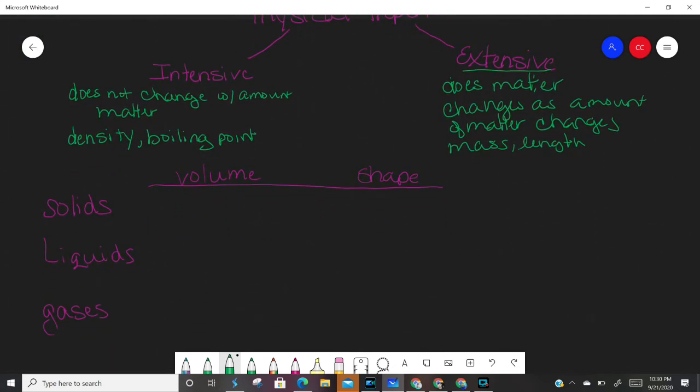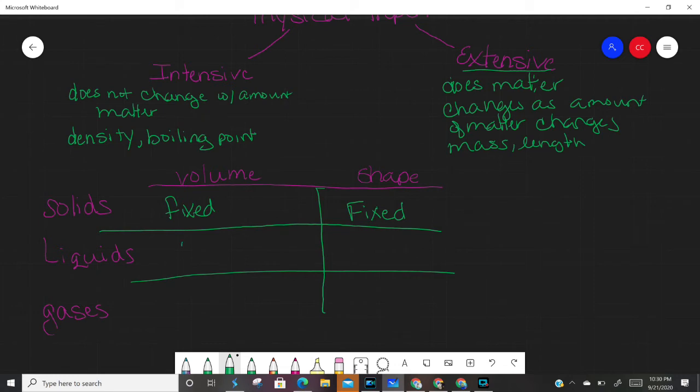Okay, quick recap on volume. Y'all should all know the characteristics of your states of matter. Solids have a fixed volume and a fixed shape. I can't change that much. Liquids have a fixed volume, but they do not have a fixed shape. Whatever I pour my water into, it's going to take the shape of its container.